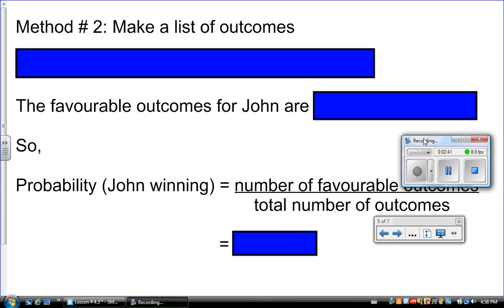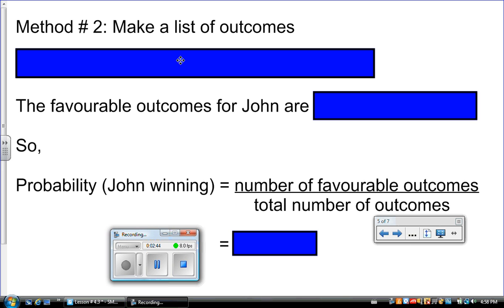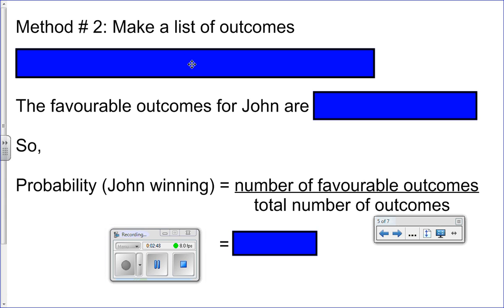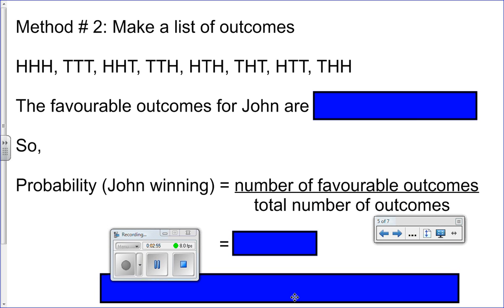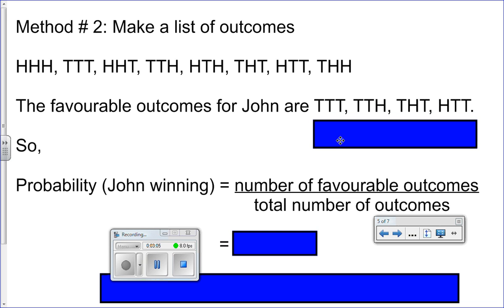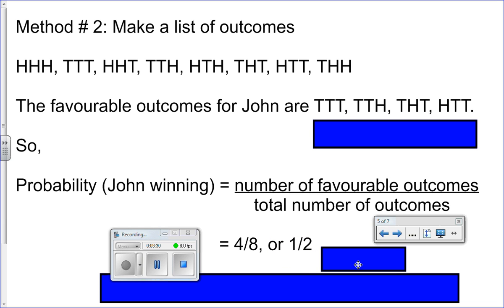Method number 2. Let's make a list of outcomes. And we can actually do this without drawing the whole tree diagram. Okay, here are all of the possible outcomes. And it's the same list of 8 which we got when we drew the tree diagram. The favorable outcomes for John are 3 tails, and then these 3 other combinations that show at least 2 tails. So the probability of John winning is the number of favorable outcomes divided by the total number of outcomes. There were 4 favorable out of 8 in total, so that means 4 out of 8 or 1 out of 2.